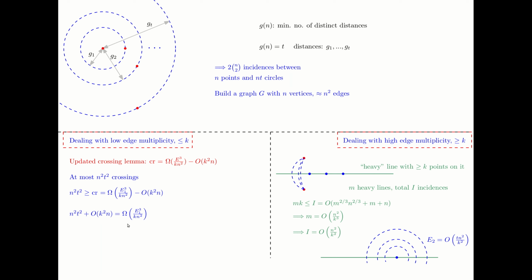The number of edges with low multiplicity is also bounded by some expression over here. And we know that these two sets will be all the edges. In other words, the number of edges with low multiplicity plus the number of edges with high multiplicity should add up to roughly n squared. These three facts are the only things we need from now on. From these three facts, we would like to derive our bound.